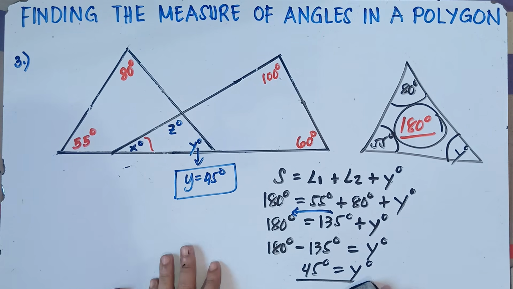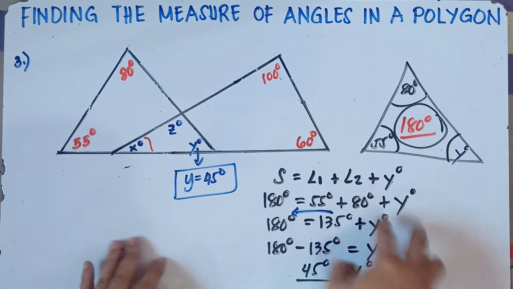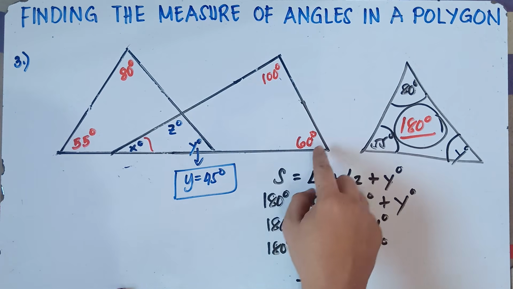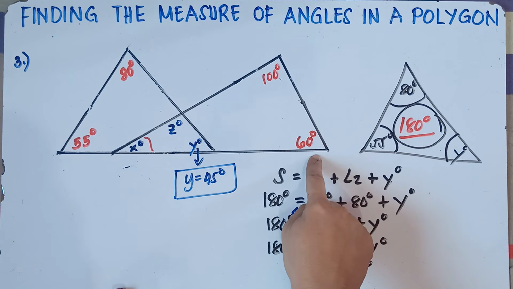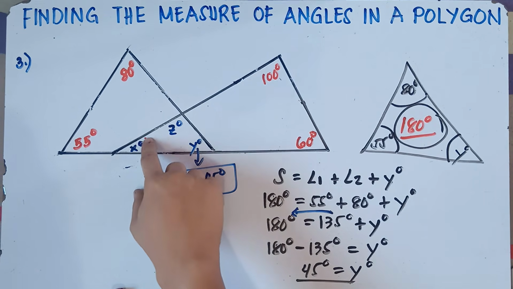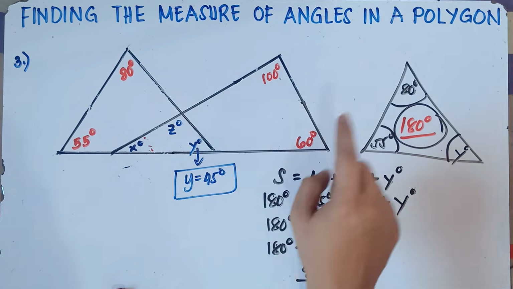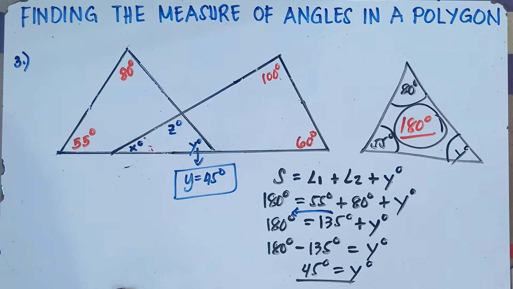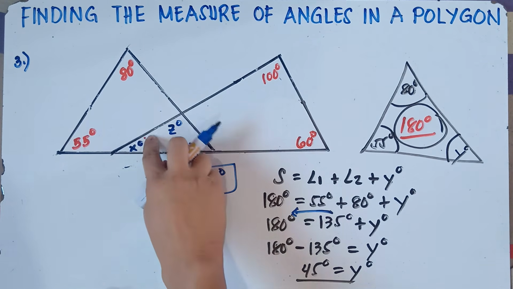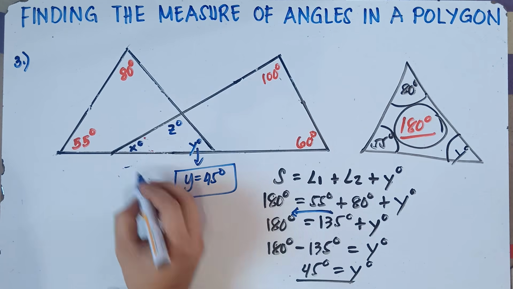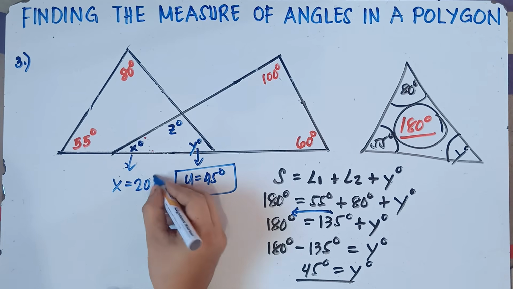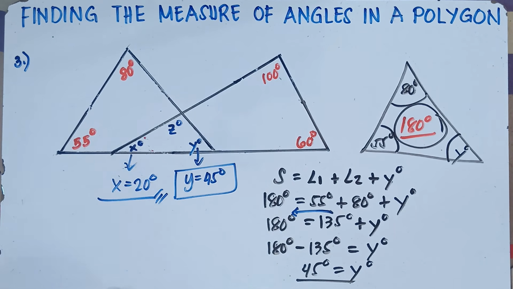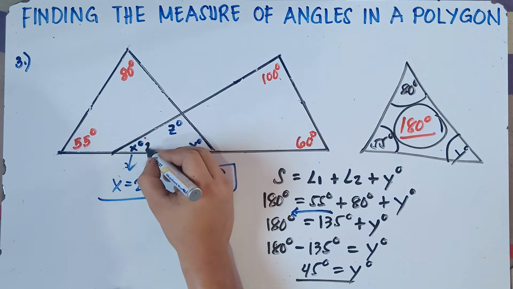Now, using mental math, class, without using the equation, we know this is 60 plus 100. 60 plus 100, that would be 160, right? So therefore, x will be 20 because 20 plus 60, that's 80, plus 100, that would be 180. Therefore, class, this x will be 20 degrees. So x is equal to 20 degrees. We're done with x, class.